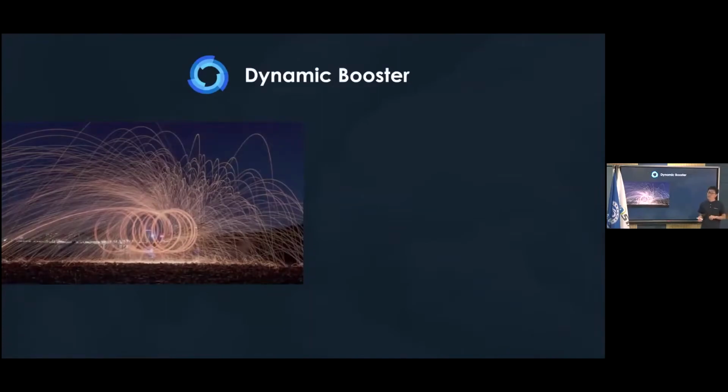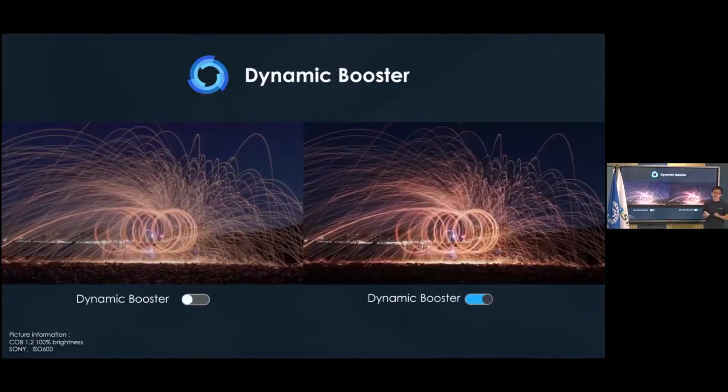The left one is a picture with just a normal effect, and on the right side is a picture with the dynamic booster function engaged. You can see on the right side, the picture performance is better than the left one. The right picture gets more details in the low grayscale and also has a sharper, higher contrast performance. That is because the dynamic booster uses a dynamic algorithm.